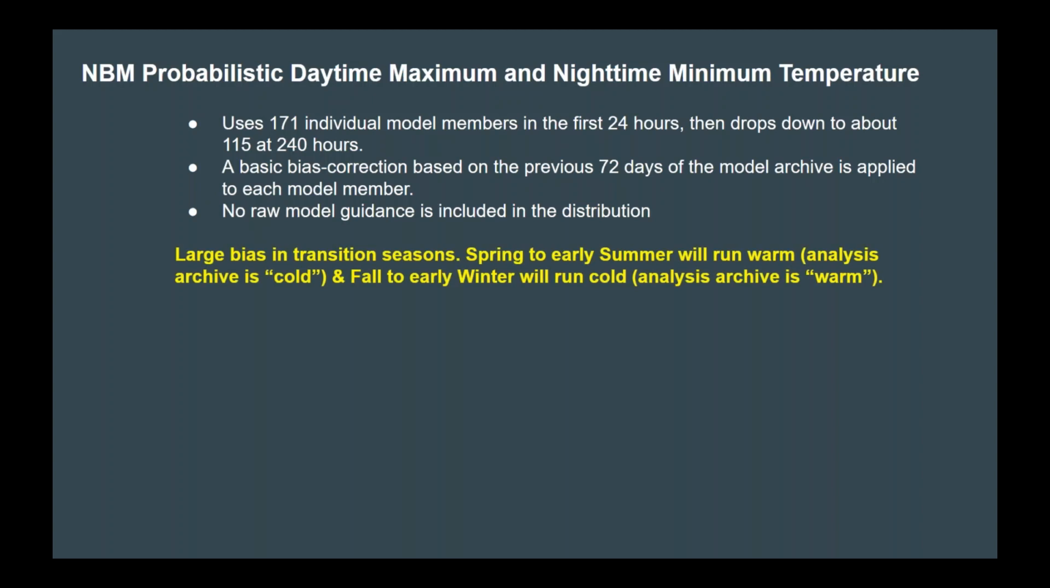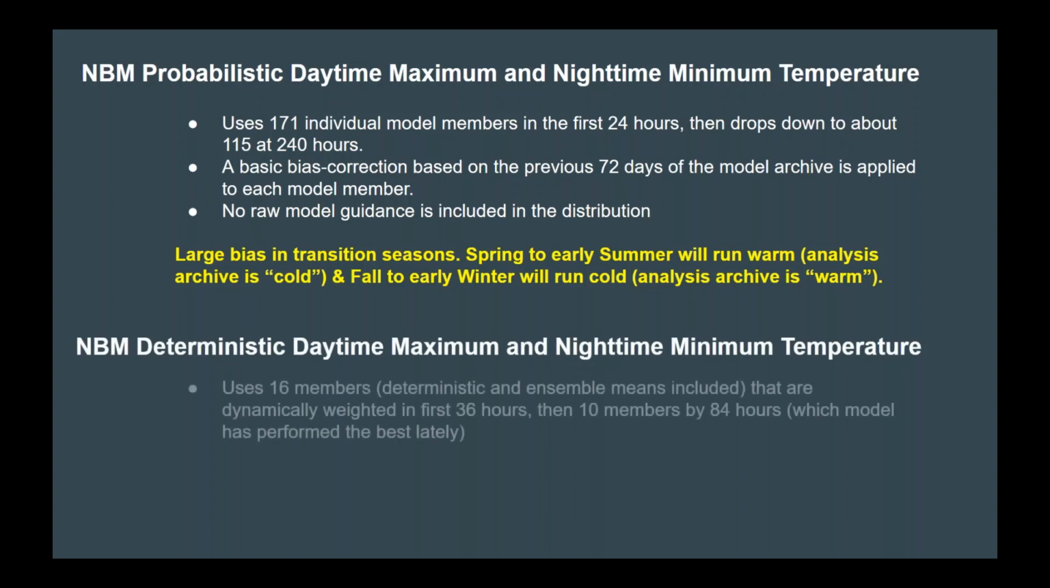This kind of framework does create some issues in transition seasons, and we saw that back in May when we were having some well above normal temperatures, but the probabilistic data was having problems with it because you had an analysis archive that was cold, going from spring to early summer, and then you have the reverse. The reverse is going to be true when we get to fall and early winter, where the analysis archive is warm. Now that we're in the middle of summer, that analysis archive is a little more representative of what we are seeing today. So the probabilistic data should be a lot more usable, if you will.